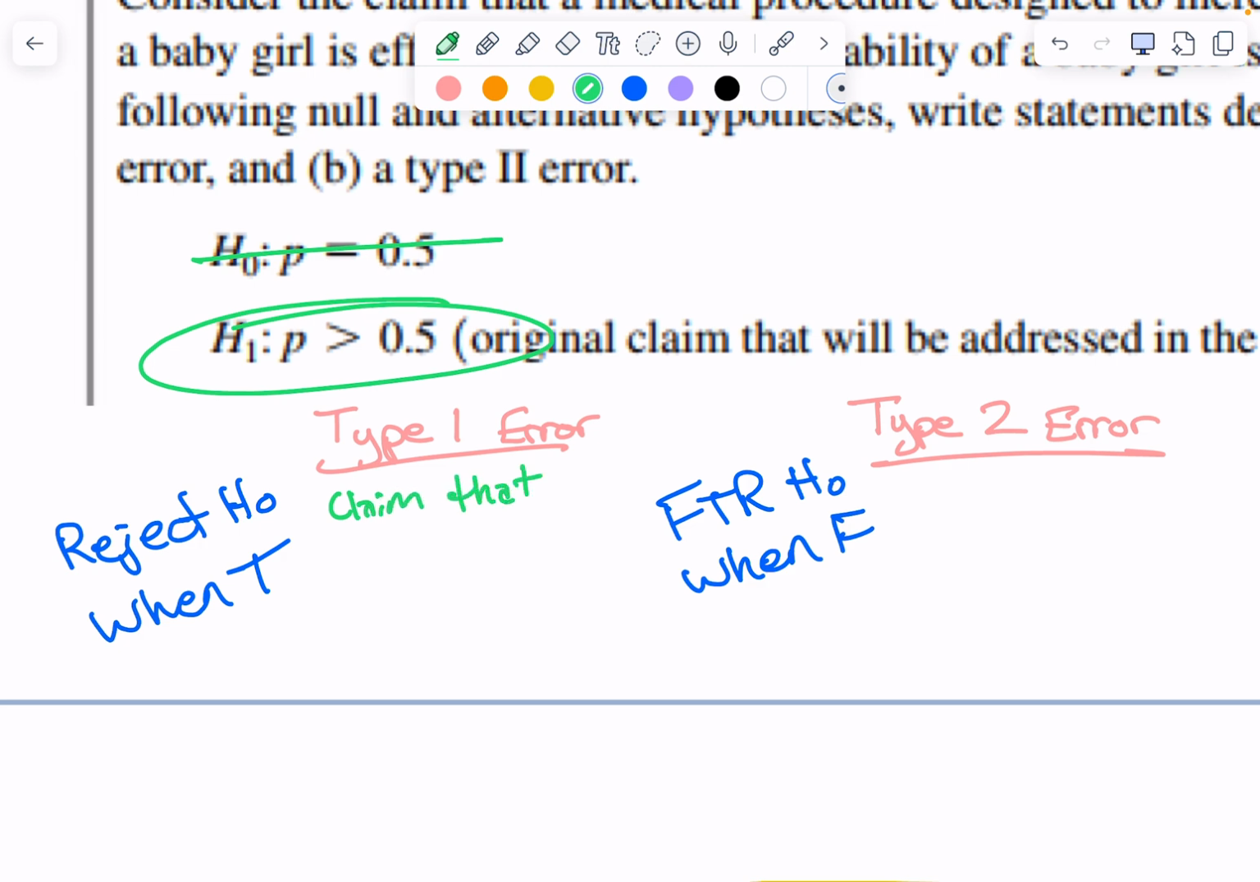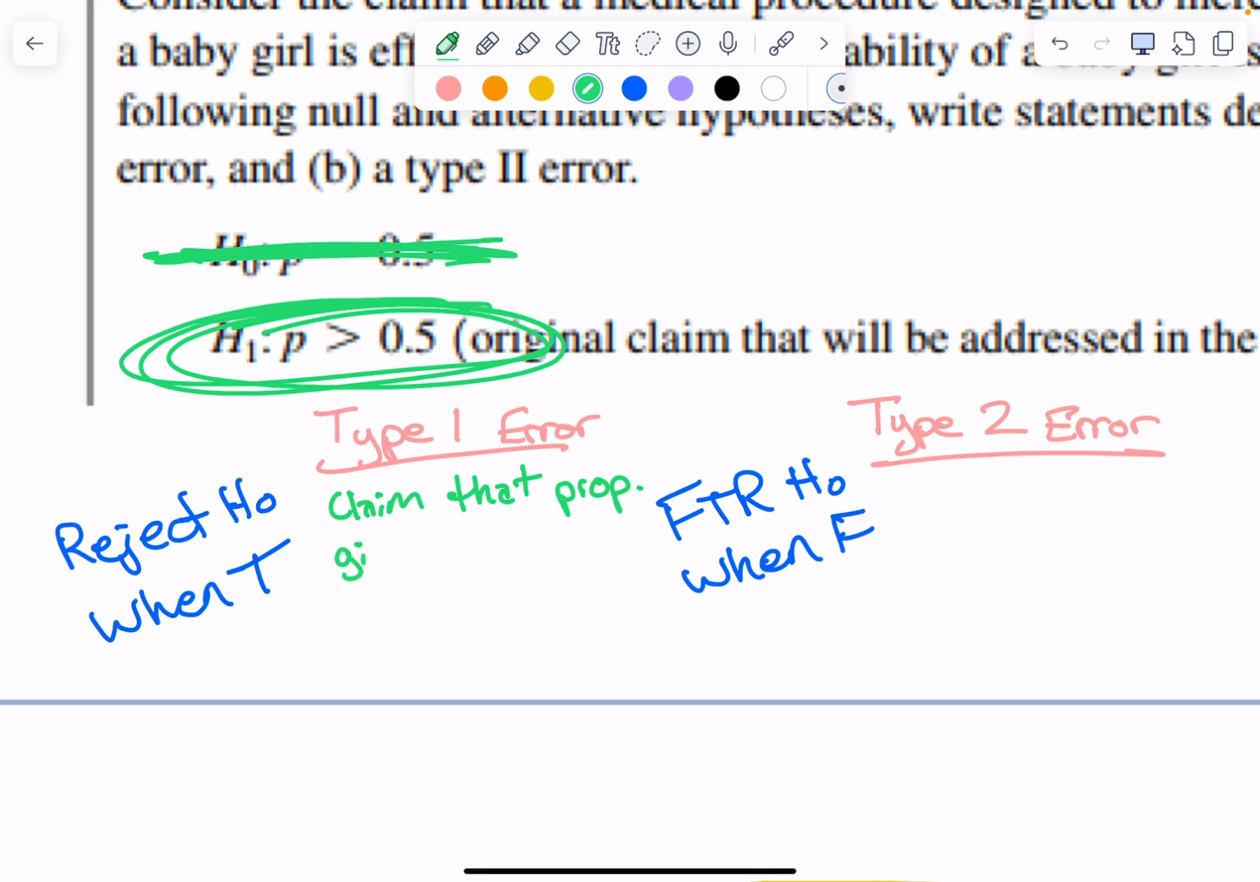If we reject H naught, what are we claiming? If we do this, we cross this one off and circle this one, we are claiming that what? Reject H naught would be crossing off the top one, circle the bottom one. That means we're claiming that the proportion of girls is greater than 50% when it's not.